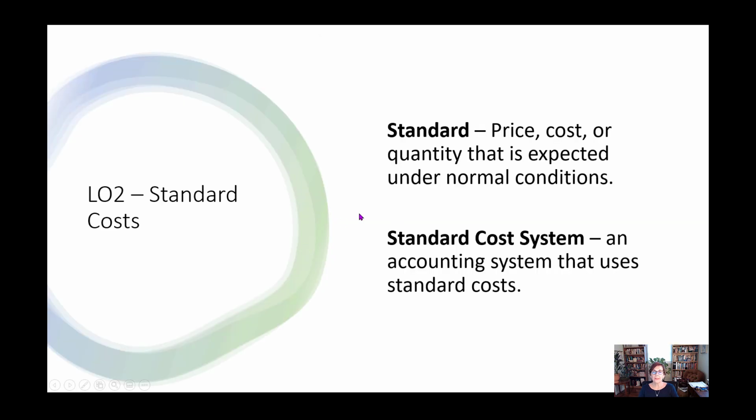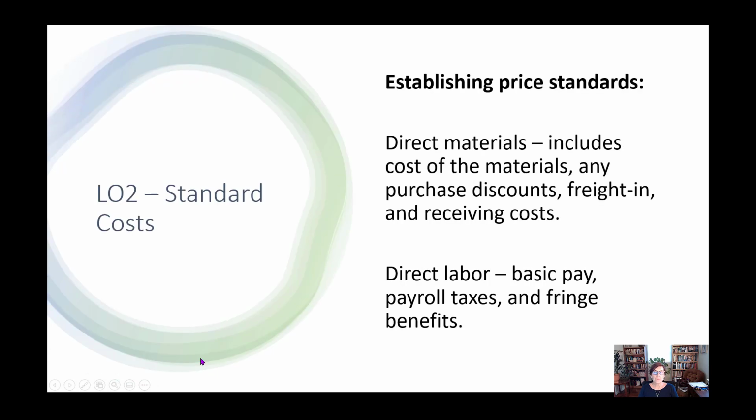Now let's talk about standard costs. A standard is a price, cost, or quantity that's expected under normal conditions. So you can think of some of the standards as like a budget per unit. When you look at a standard cost of a product, that is like a budget for 1 unit of product. And a standard cost system is an accounting system that uses standard costs.